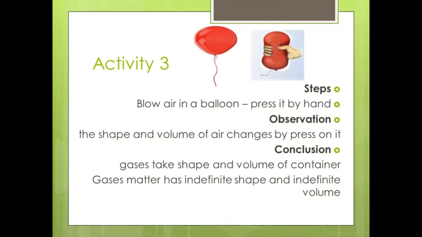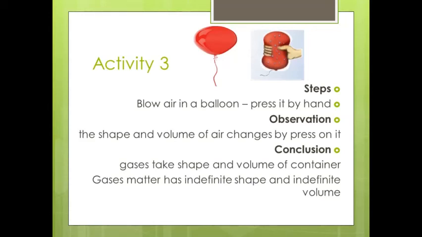The first picture is a balloon full of gas. Then we press it by hand, as in this picture. What about our observation? The shape and volume of air change by pressing on it. The shape changes, just as we learned in the solid state. The shape and volume of air change by pressing on it. The shape and volume changed when we pressed on the balloon.